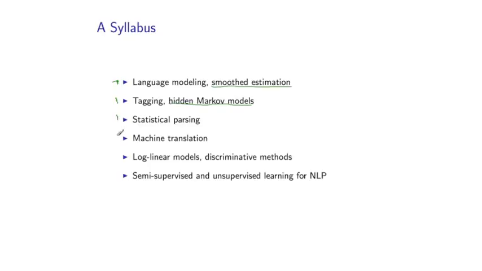We'll then have a few lectures on machine translation, where you'll see more or less from the ground up how we can build a modern machine translation system. Next, we'll talk about log linear models and discriminative methods. These are a key model in statistical natural language processing nowadays, and they're applied to several problems which we'll go over in these lectures. And then finally, to finish up, we'll talk about semi-supervised and unsupervised learning for NLP, which is a very important topic and a huge area of current research.